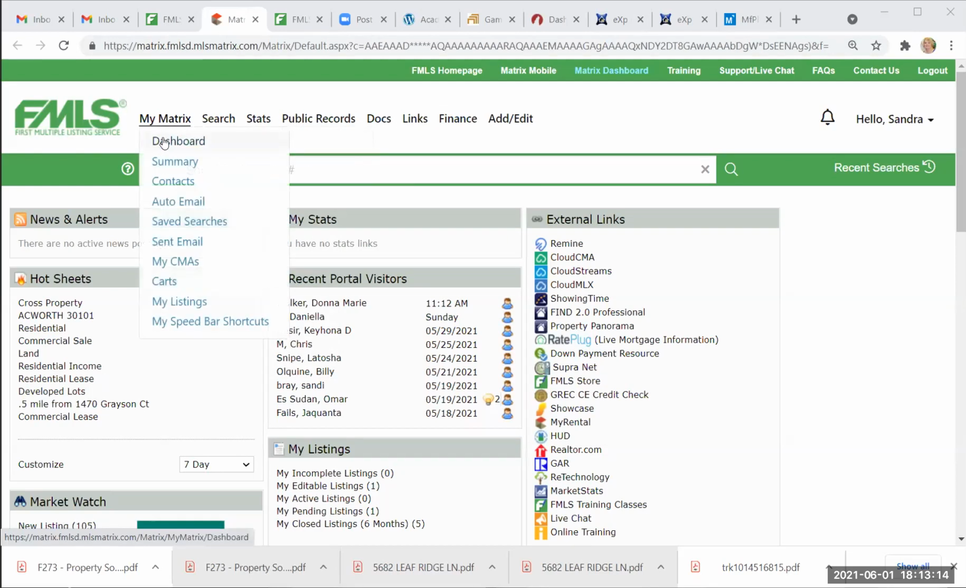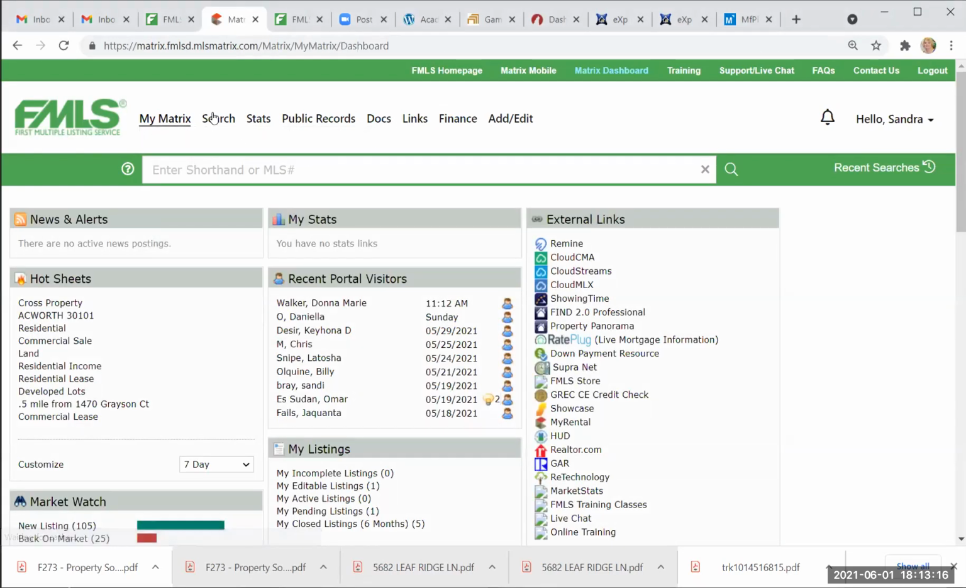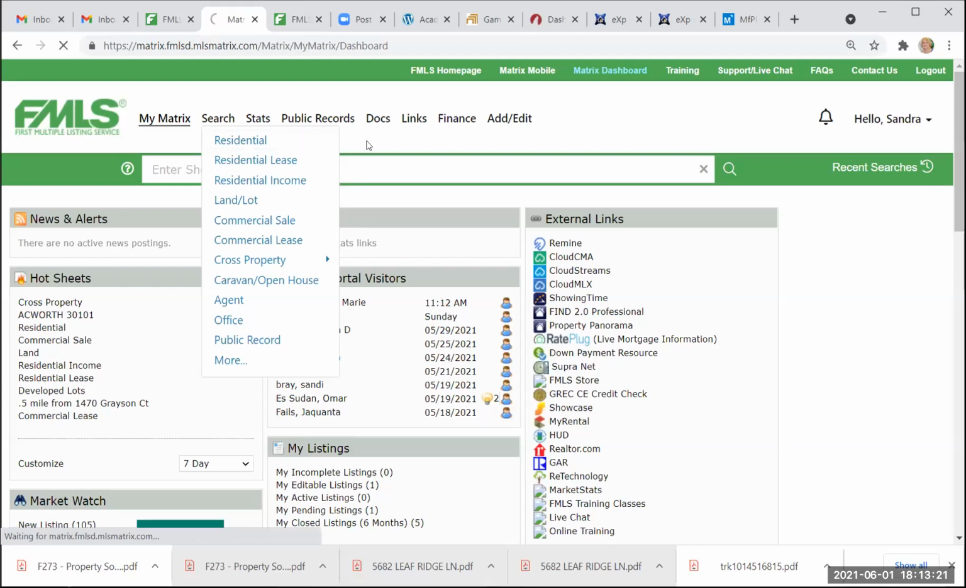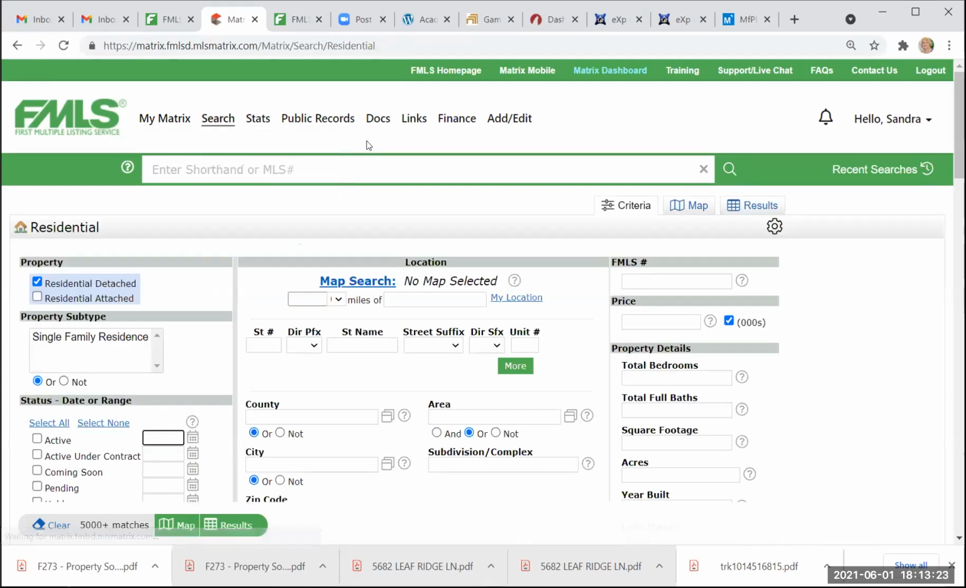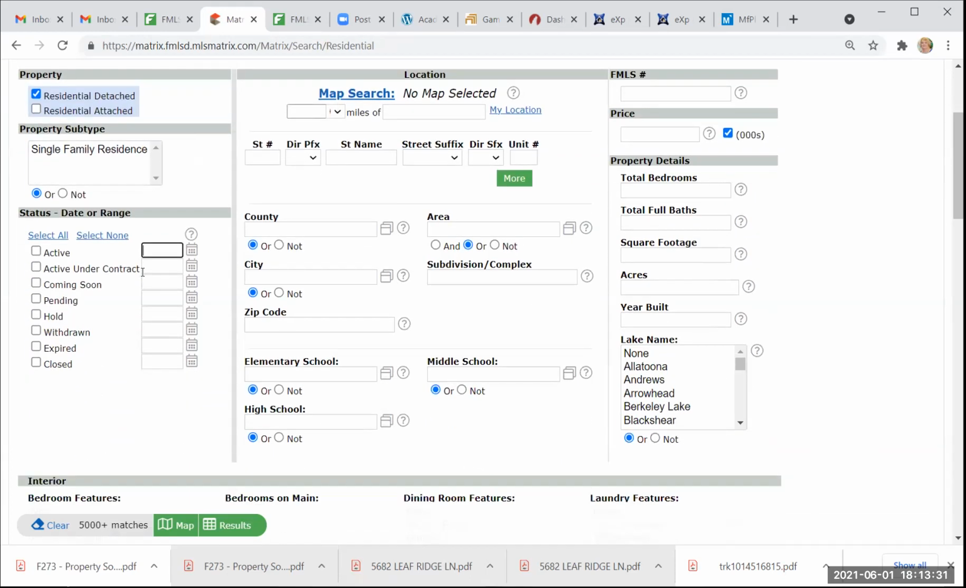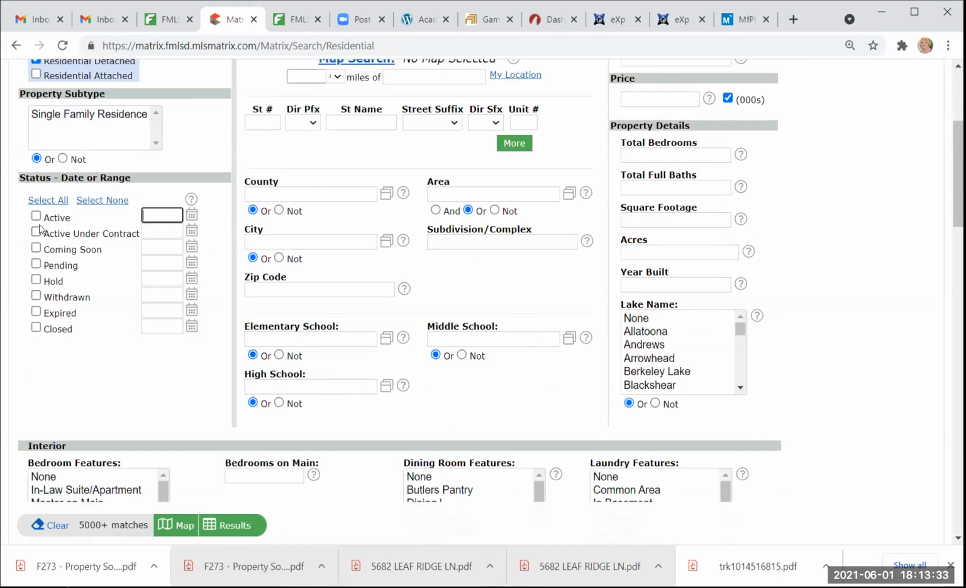So I go into Matrix and I'm going to do a search, and I'm going to search a single family. I'm going to do the house you just did. I'm going to do residential attached because it is. I'm starting over here on the left-hand column. Initially, I want to look at active, under contract, coming soon, pending, closed.